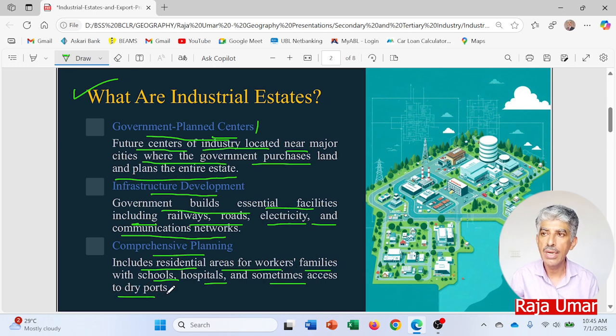sometimes access to the dry ports, so that whatever products are made in those industries in those industrial estates, they can be transported quite easily to the dry ports, and from dry ports to the seaports at Karachi, and then can be exported easily to the other countries of the world.